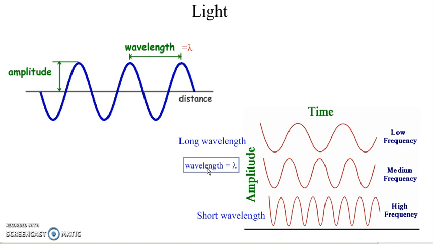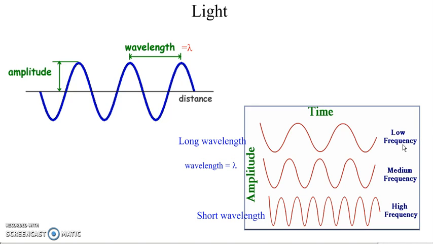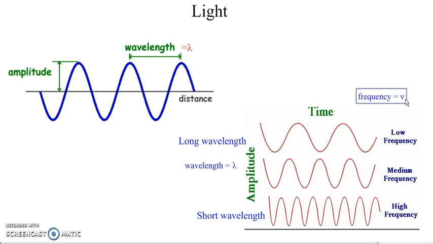As we said before, the wavelength has the special symbol lambda. Frequency also has its own special symbol. It's the Greek letter nu, even though it looks like a V. So this is the symbol for frequency, and this is the symbol for lambda, where lambda is wavelength.